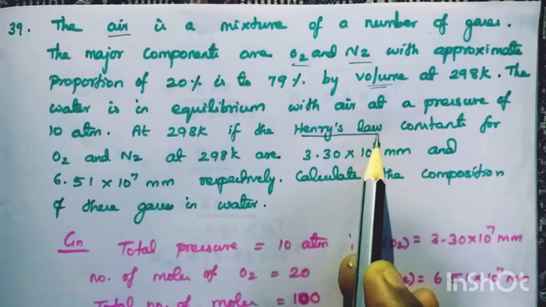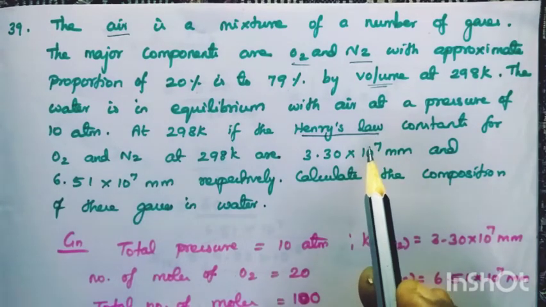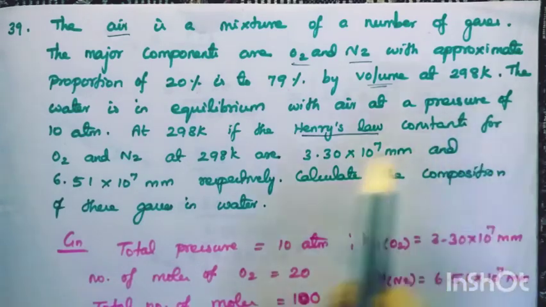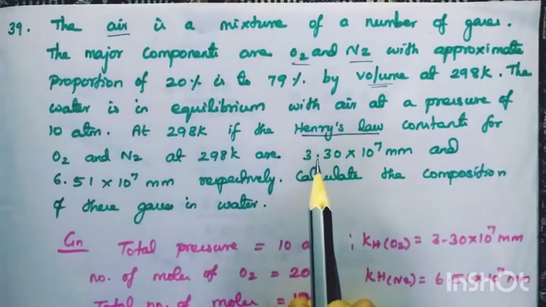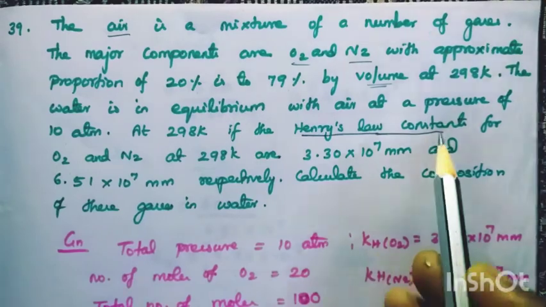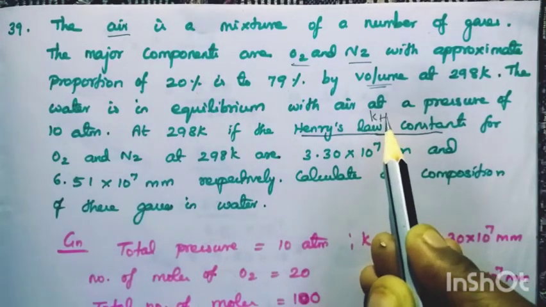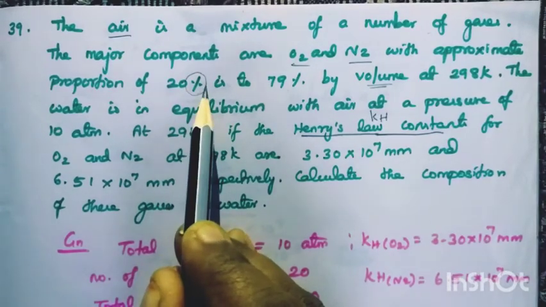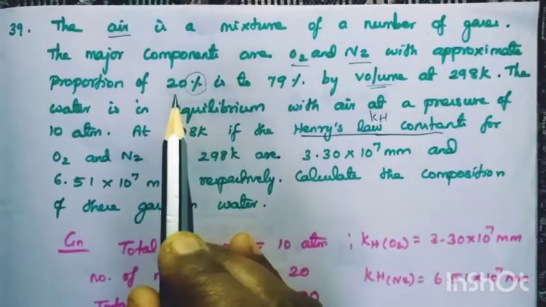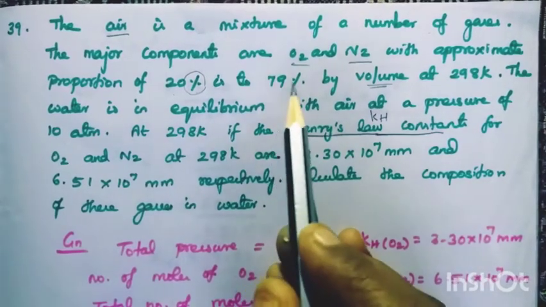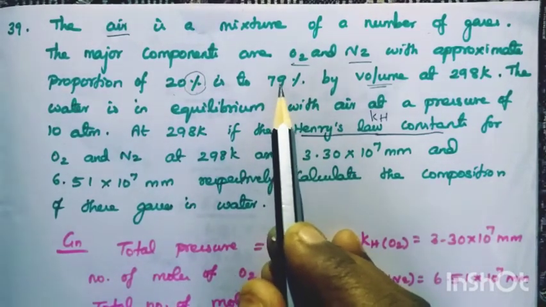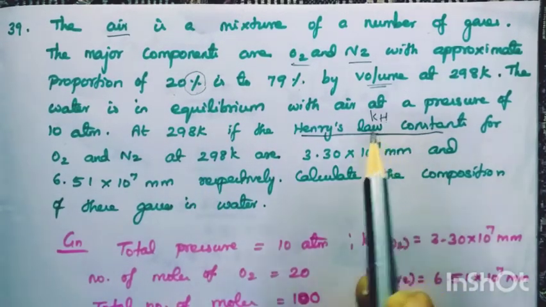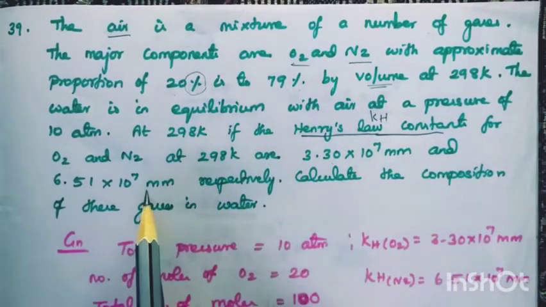Henry's law we know, no? The partial pressure of the gas is directly proportional to the mole fraction of the solute. Henry's constant is nothing but KH. The percentage shows 100, so the total number of moles is 100. Oxygen is 20, and nitrogen is present as 79 out of 100. The Henry's law constant KH for oxygen is this one and for nitrogen is this one.